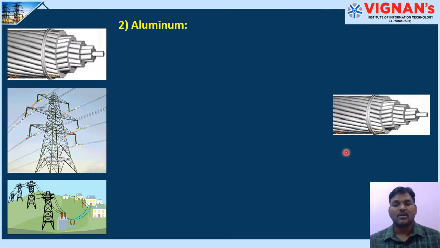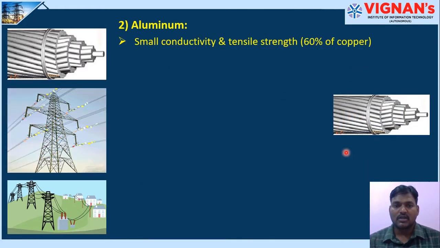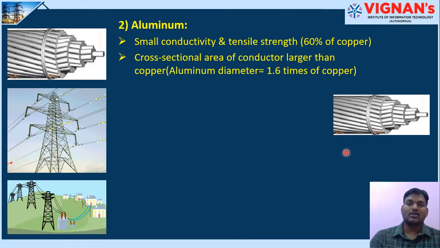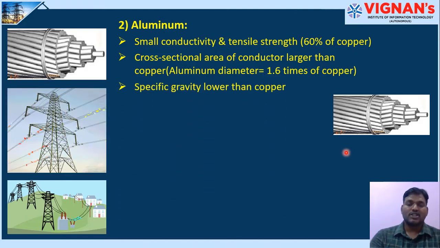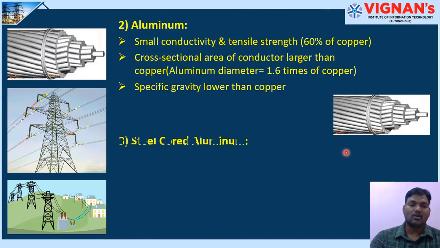Next we see aluminium. Aluminium is very inexpensive. It has lower conductivity, and the tensile strength is much less than copper, which means it is easily breakable. The cross-sectional area of the aluminium conductor is 1.6 times that of copper. That means you require more aluminium material for transmitting the same power as with a copper conductor. Specific gravity, the amount of material per unit volume, is lower than copper. Next is steel core aluminium.